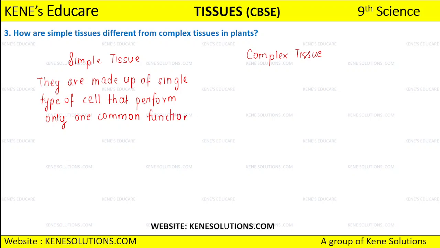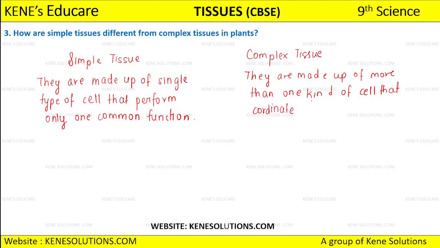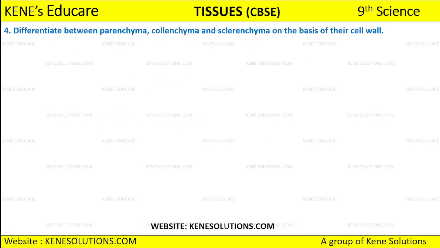Okay, so simple tissue is made up of one type of cell and they perform only one common function. Okay, after that, our complex tissue, this complex tissue is made up of more than one kind of cell that coordinate to perform one particular function. Okay, so simple tissue is made up of one type of cell, whereas complex tissue is made up of more than one kind of cells and they are going to coordinate together so that they can perform a particular function.